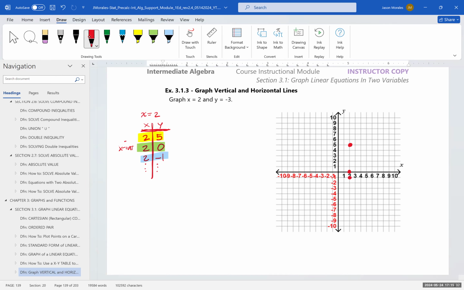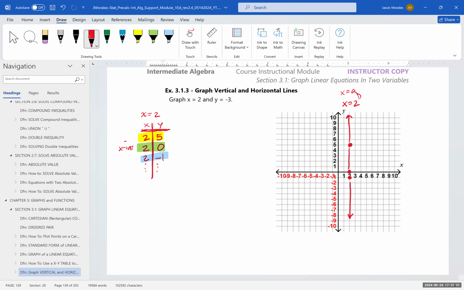So what do you notice is happening when x is equal to 2? We get a vertical line. Okay, that is x equals 2. x equals a, some constant. So for us, a is equal to 2.